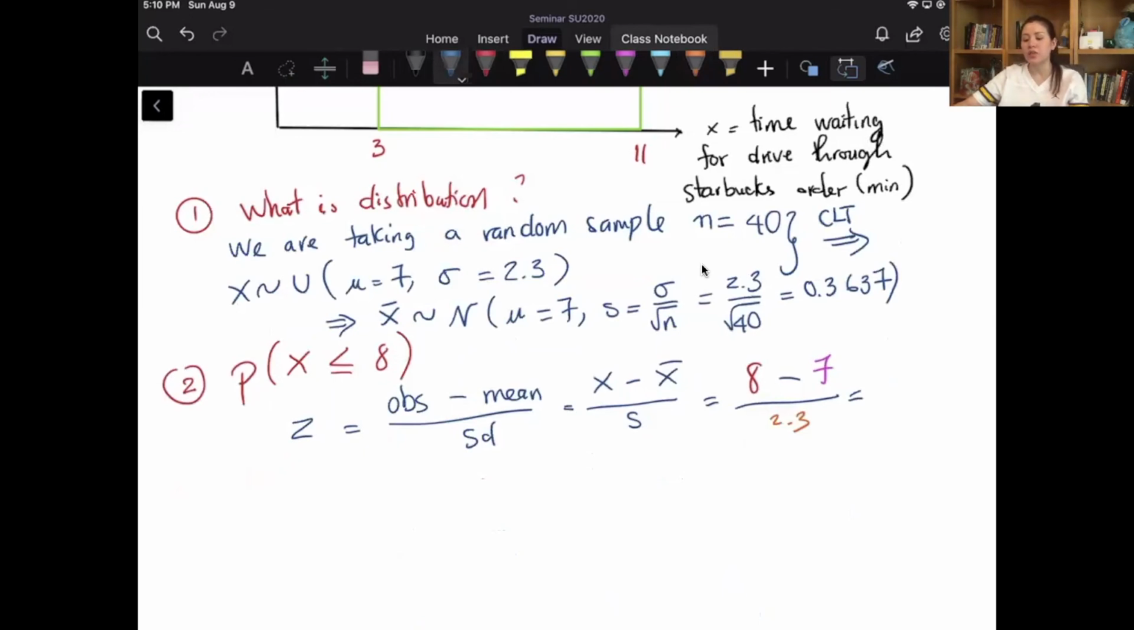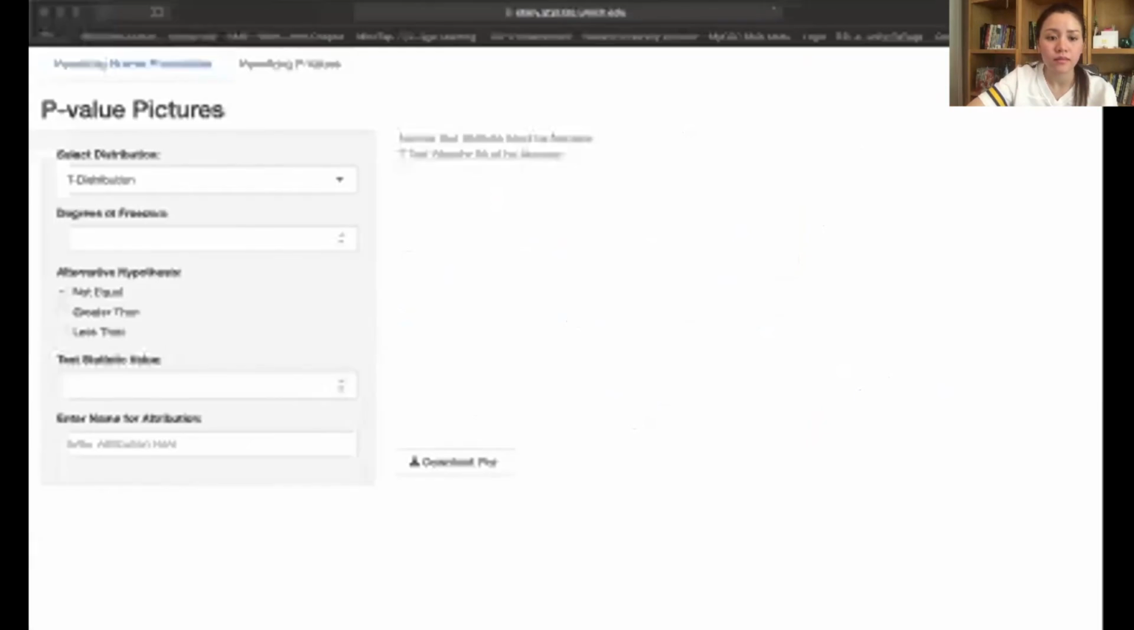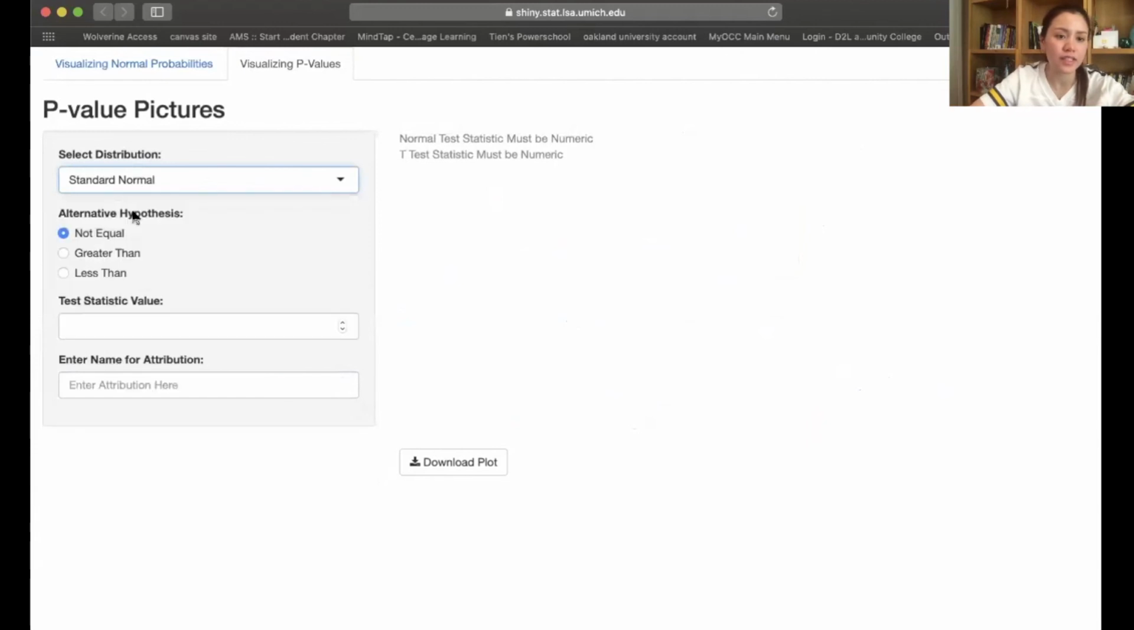And what you can do next is you can either look up on a table the probability of a z-score of 2.75, or let me show you how to use technology to figure out the probability. I'm going to use an app here called Shiny app. My selected distribution is standard normal. Alternative hypothesis is less than, because we have P(X) less than or equal to 8. My statistic value is the z-score, which is 2.75.